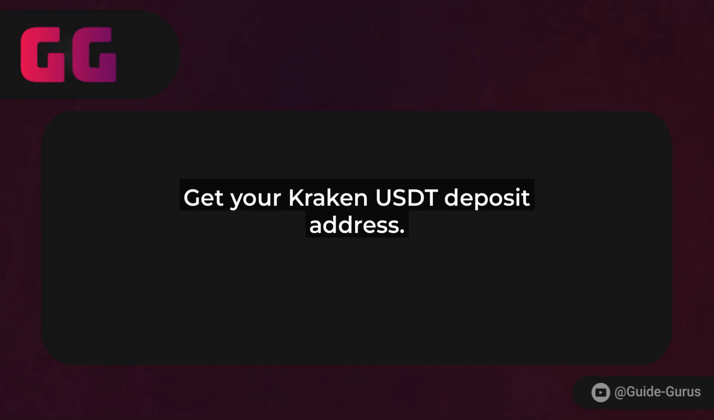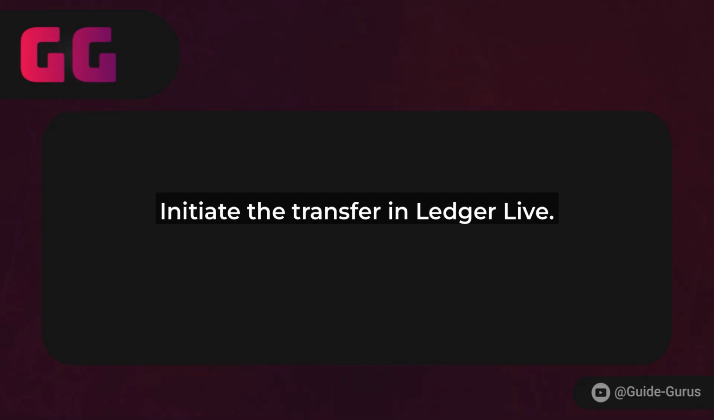To withdraw, you'll actually need to send it from your Ledger to Kraken, so copy the deposit address from Kraken first. Head over to your Kraken dashboard, go to the deposit page, select USDT on the Ethereum network, and generate a new deposit address. Pro tip: always verify the address twice to prevent sending funds to the wrong place.